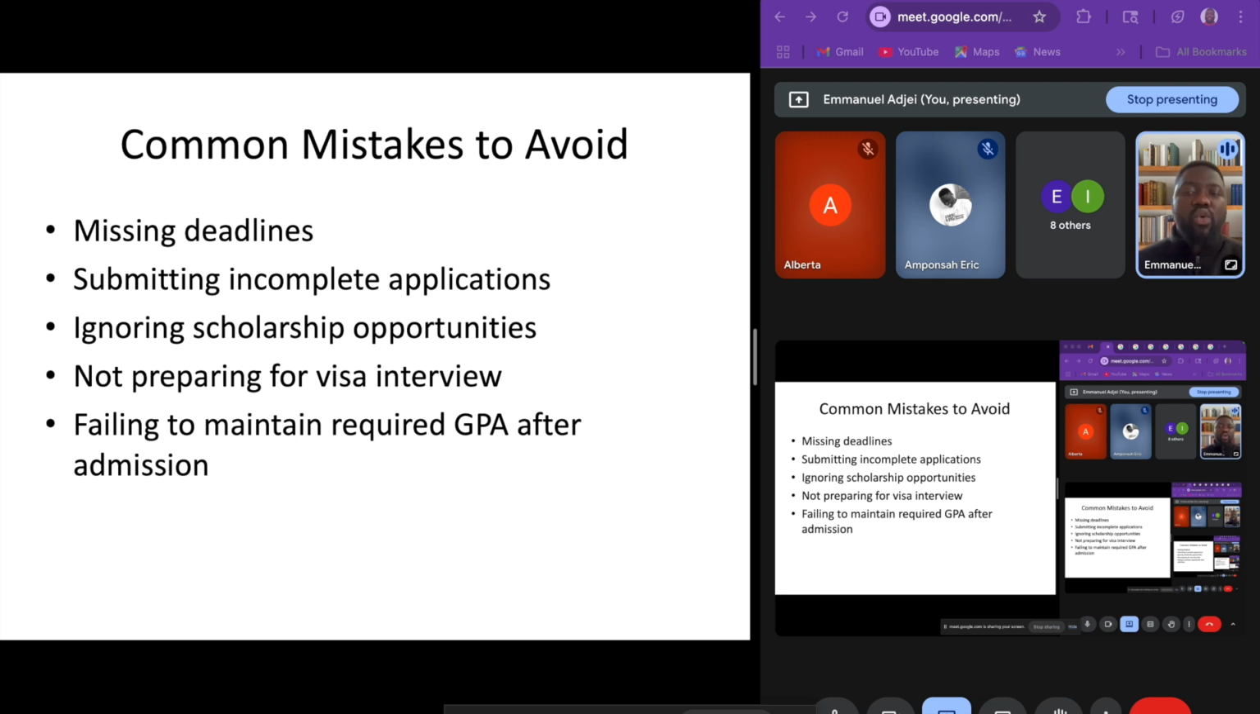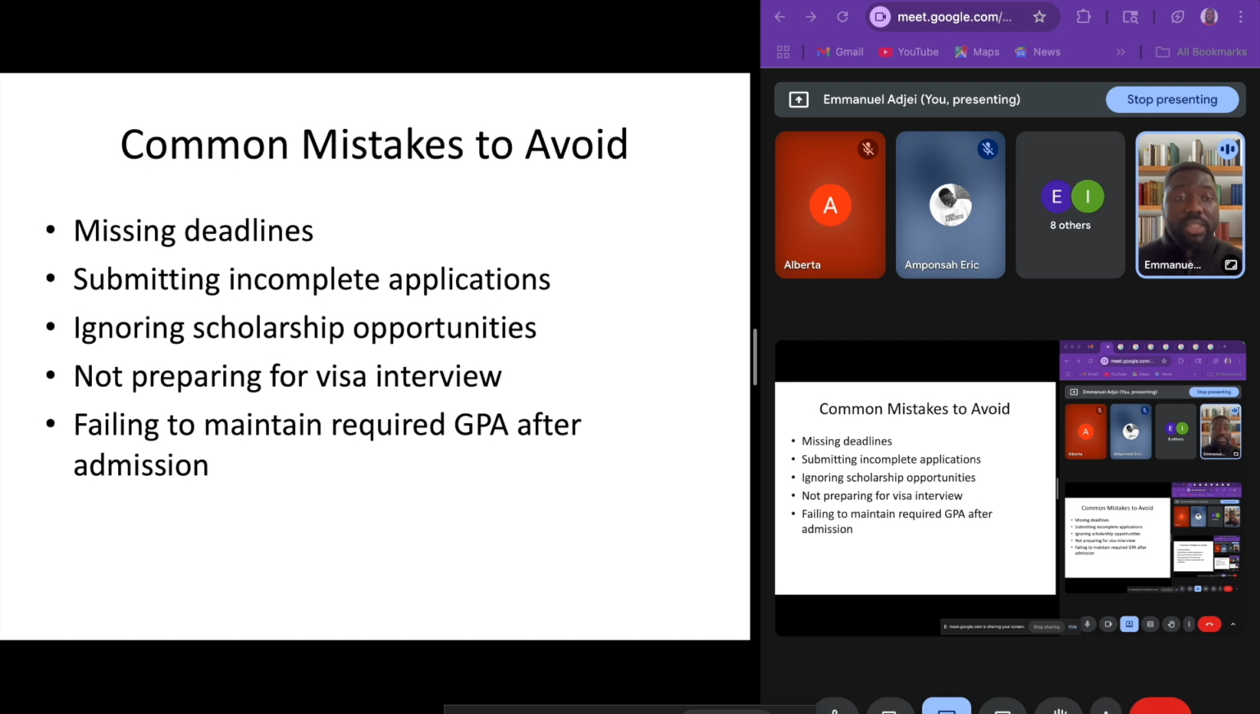Failing to maintain the required GPA after admission is a common mistake. You get here, the university says you need to maintain a GPA of 3.0, and due to one or two things, you are not attending classes, you are not doing the assignments, you are not doing the quizzes, and you fall below the GPA. Why am I talking about it now? When you fall below the GPA, the scholarship that was given to you during your admission decision may be taken from you, and you need to struggle and pay that tuition at the university. So you may want to avoid that.